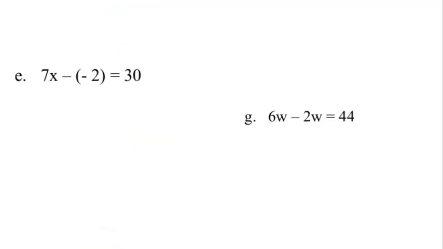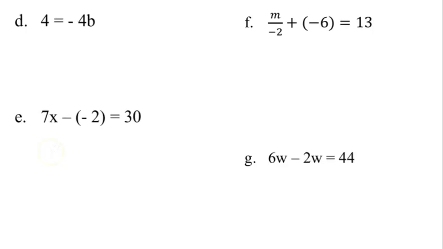Moving on to our next ones, we have D. Here we have the multiplication property, so we want to do the opposite of multiplication, which would be division. So the opposite of multiplying by negative 4 is divide by negative 4. So I'm going to do that on both sides, and that's going to give us an answer of b equaling a negative 1.